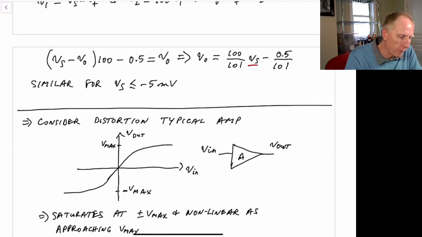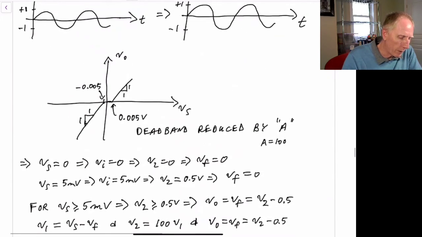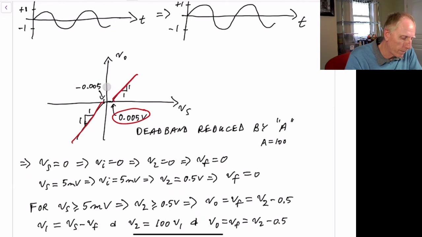And we get a similar value if you look at the opposite case for Vs becoming less than negative 5 millivolts. So all of this shows you that we end up with a curve, as I mentioned, which will look something like this. And these are very small now, so our deadband region has been reduced from 0.5 volts to plus or minus 5 millivolts.